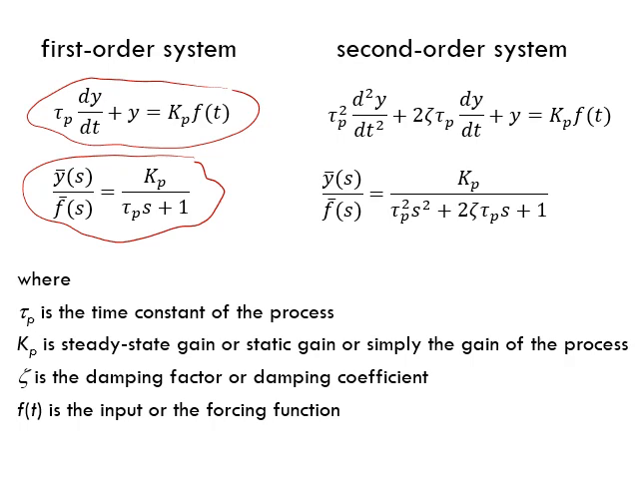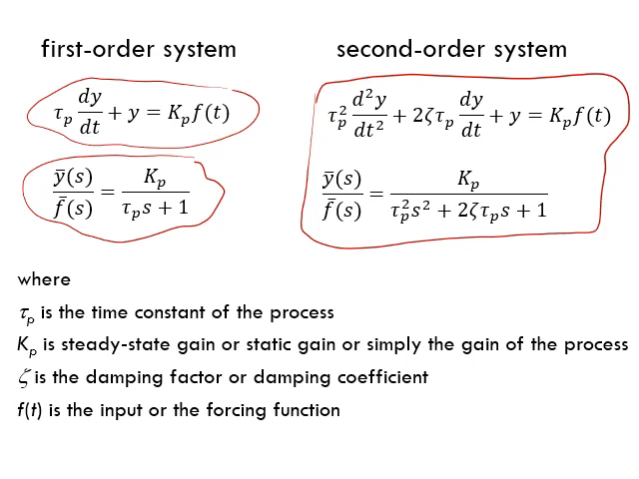Okay, kp is the steady state gain. What do you gain when you reach steady state compared to the input, or the static gain, or simply the gain of the process? And zeta is the damping factor or damping coefficient, and f of t is the input or the forcing function. Of course, the input in this case would be Ca naught. That would be your input, and you can compare it to the second order system as well. You're familiar with, if you took the course dynamic modeling and dynamics.